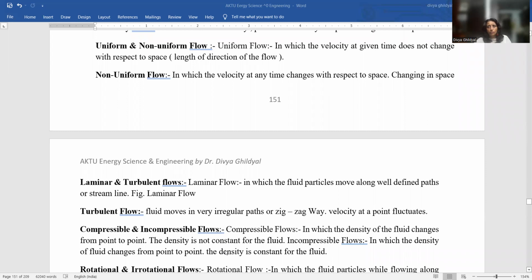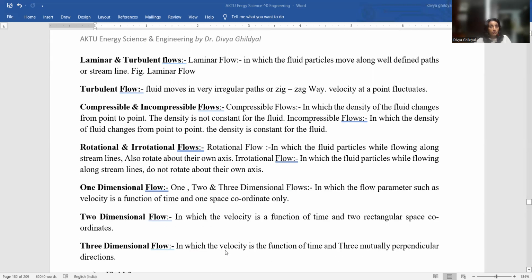Laminar, in which the fluid particles move along well-defined paths or streamlines. Turbulent, irregular, zigzag. Compressible, density of fluid is changing, you can compress it. Incompressible, density is not changing. Rotational, fluid particles while flowing along the streamline also rotate about their own axis. Irrotational, they do not rotate.